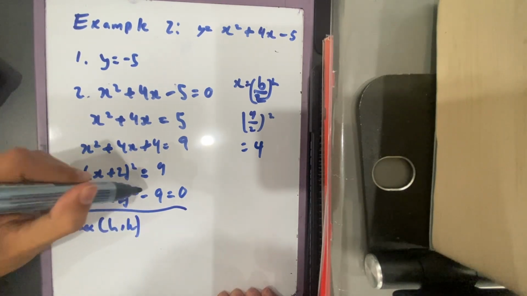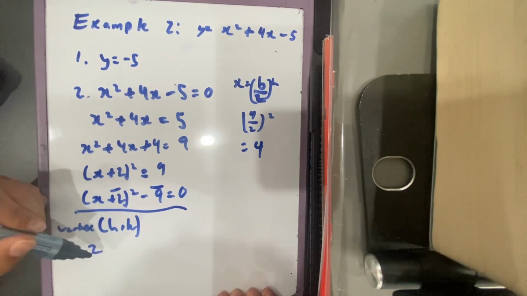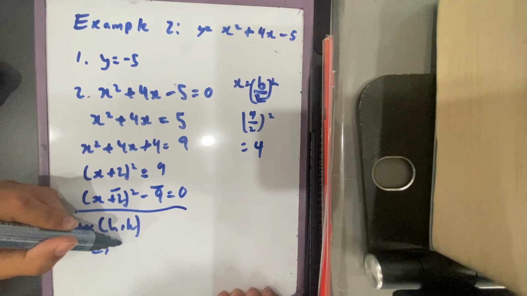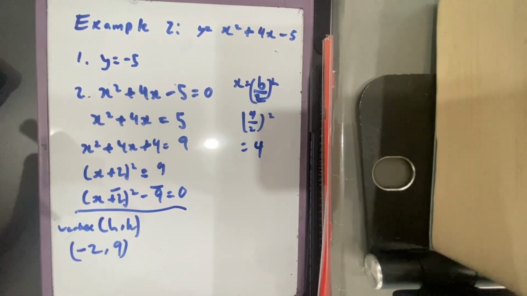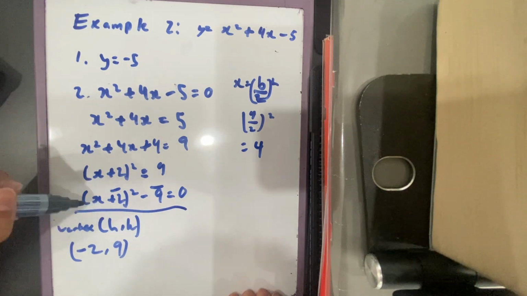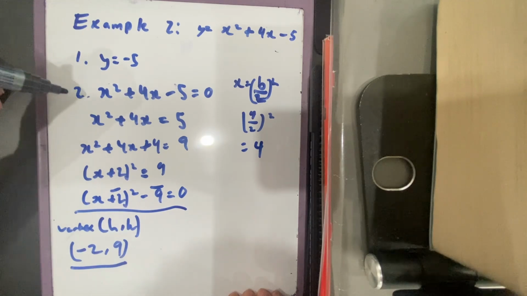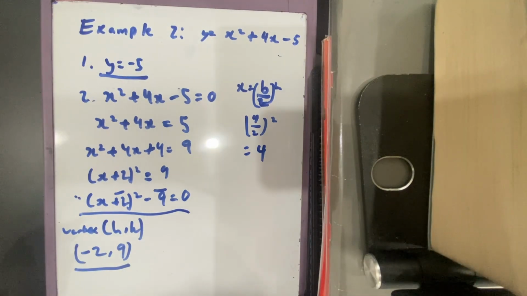So this is h and this is k. So it would just be -2 and -9. So we've got our vertex, we've got our y-intercept. Now all that's left is our x-intercept.